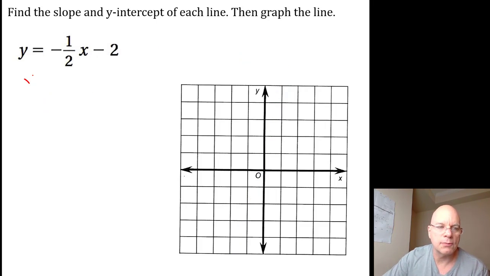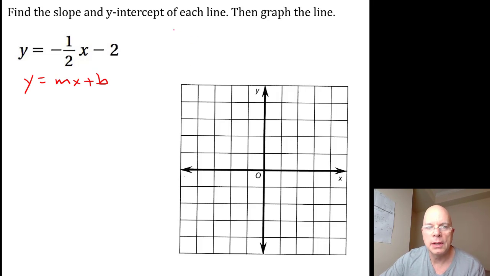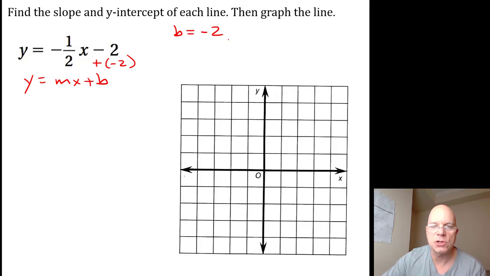This one, same thing. Y equals mx plus b. Here we begin with the y-intercept. Here b is negative 2, because subtracting 2 is the same as adding negative 2. And since slope-intercept form says plus b, we need to know what we're adding, not what we're subtracting. So b is negative 2, which means the line crosses the y-axis at negative 2. The slope m is negative 1/2, the coefficient of the variable term.